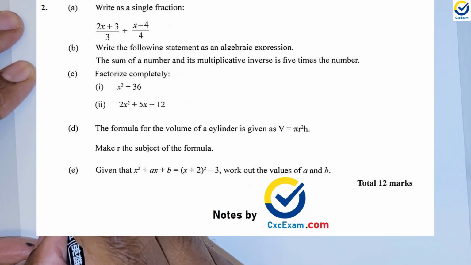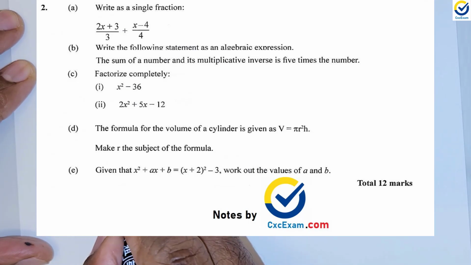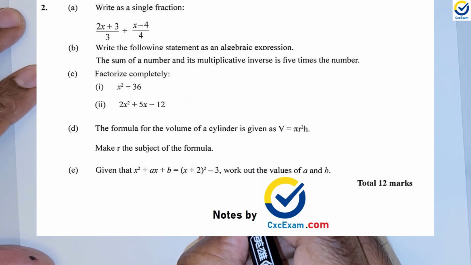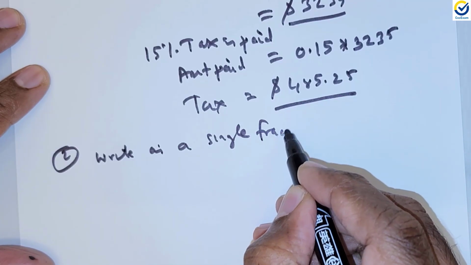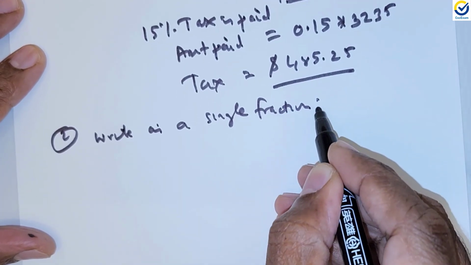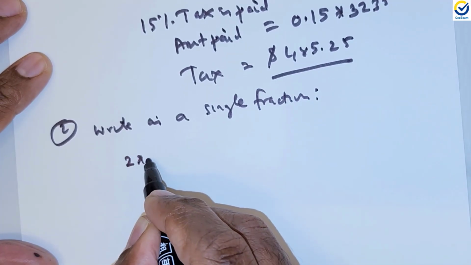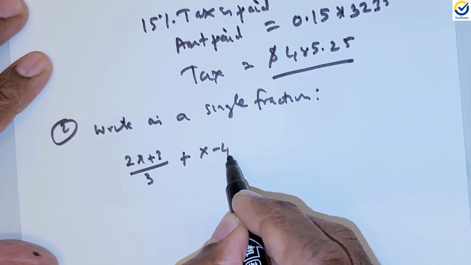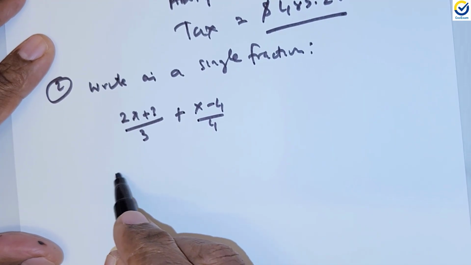Students, this is question number 2. Write as a single fraction. We have been given 2x + 3 over 3 + x - 4 over 4.